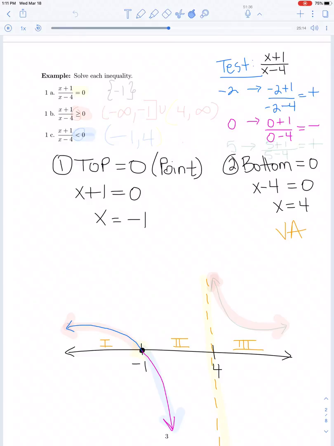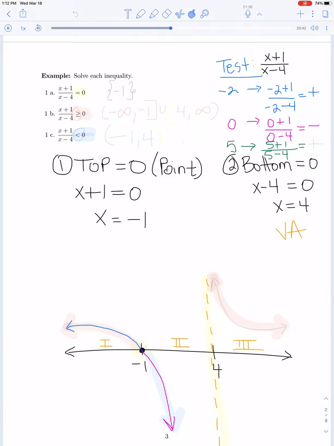So far, I've got a pretty good idea what my picture is doing. I just don't know what's happening in my third region. I, again, have to pick a value, plug it in, and test it. So in my third region, I am wondering what's happening after 4, so I'm going to plug in 5. Plugging in my value 5, I get (5 + 1) on top over (5 - 4) on the bottom.